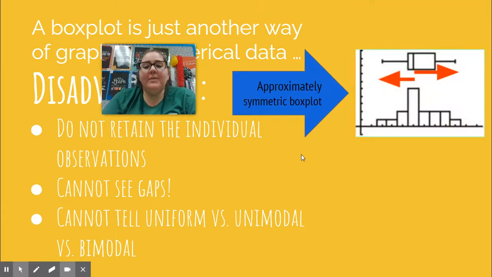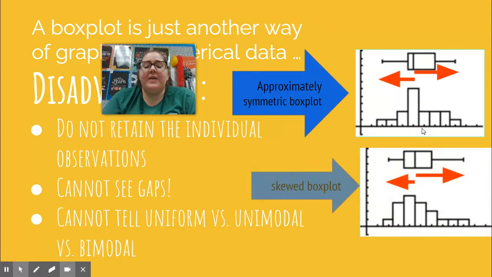An approximately symmetric box plot. So here's one where it's not perfectly symmetric, and even within the interquartile area, it looks off center or skewed. But remember, for symmetry, we're comparing the median to either side. So this would be something we'd consider approximately symmetric or roughly symmetric.